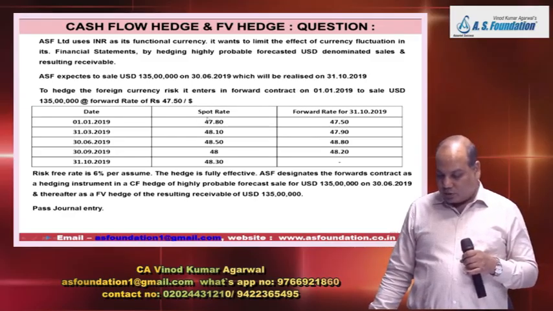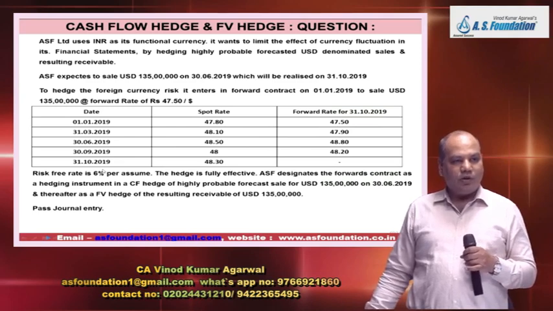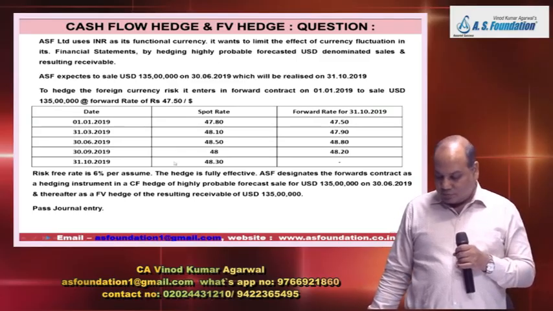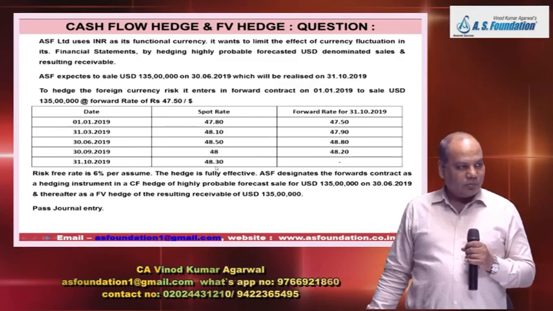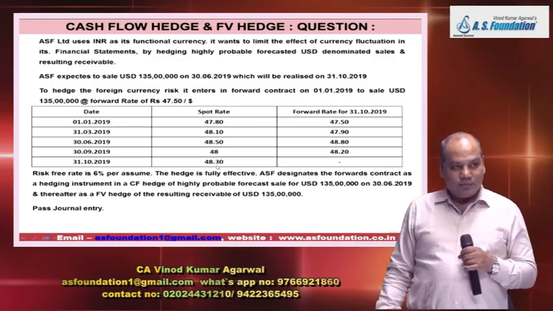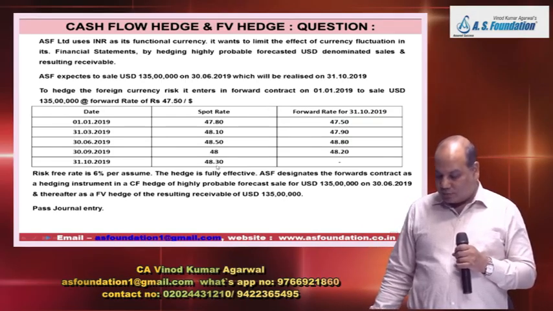Date, spot rate, forward rate. So many dates are given: quarter ending 31st March, 30th June, 30th September, and finally 31st October, when the contract will be settled and the amount from the customer will be realized. And then forward rates are given. So we will enter into the forward rate at 47.50 and we will exit at 48.30. Is it right? Since it is a forward contract to sell, the rate has gone up, so we would suffer a loss finally.